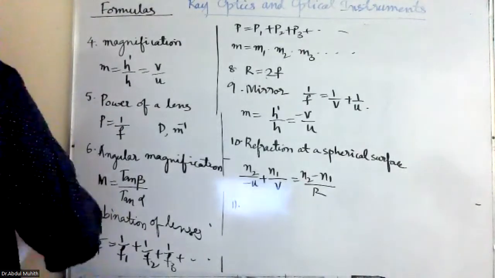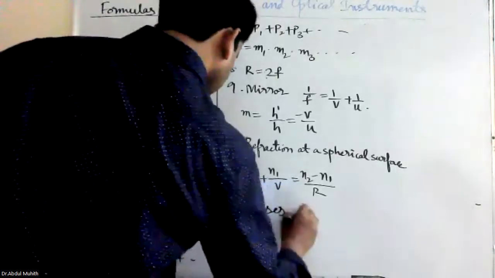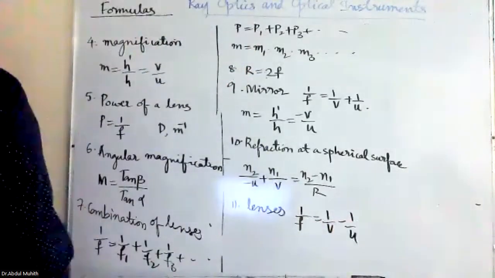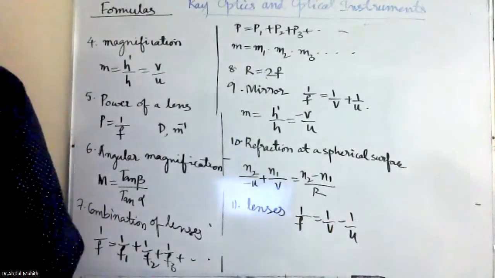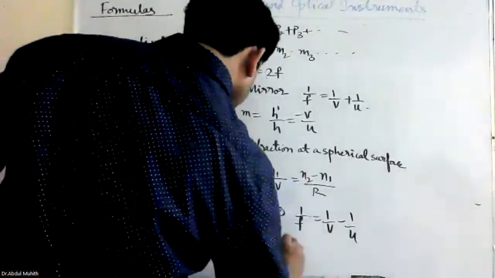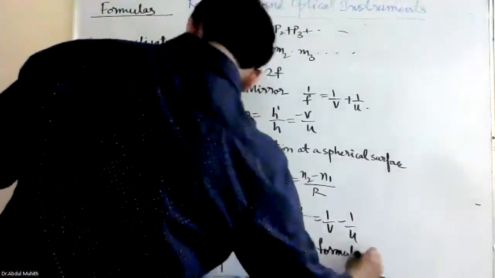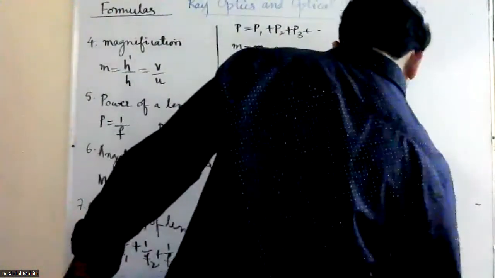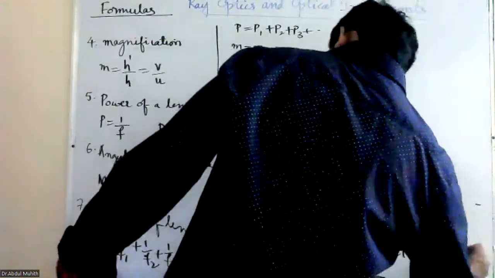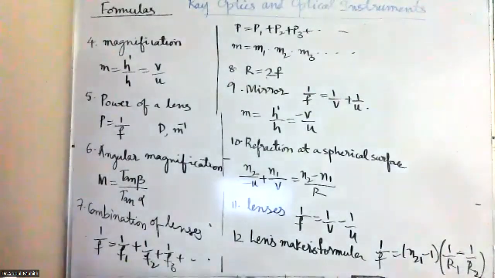Next, the 11th one is for a lens. For lenses, the formula is 1 by f is equal to 1 by v minus 1 by u. Here we have the lens maker's formula. According to the lens maker's formula, we have 1 by f is equal to n21 minus 1 into 1 by R1 minus 1 by R2. Please copy this.